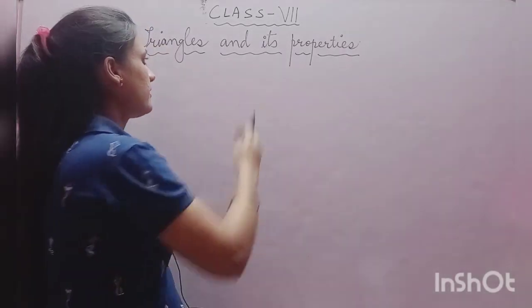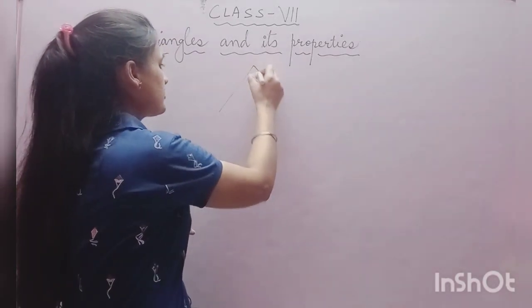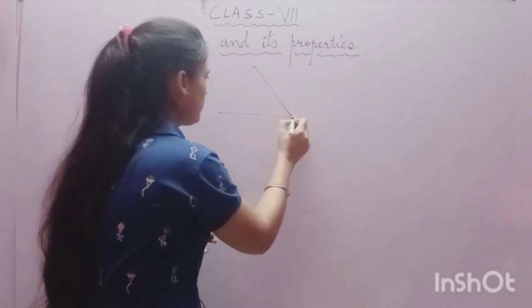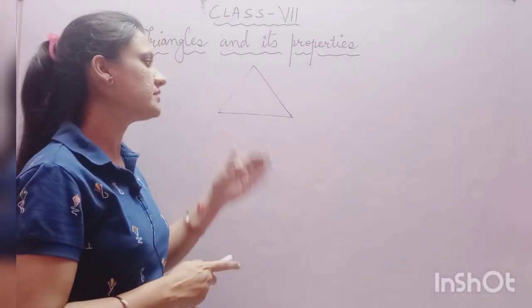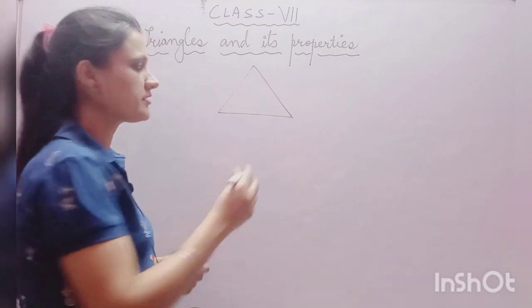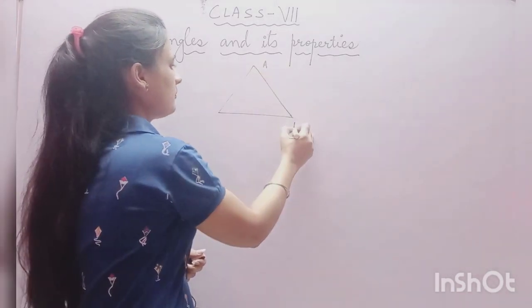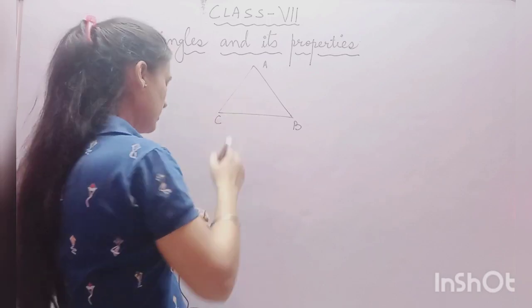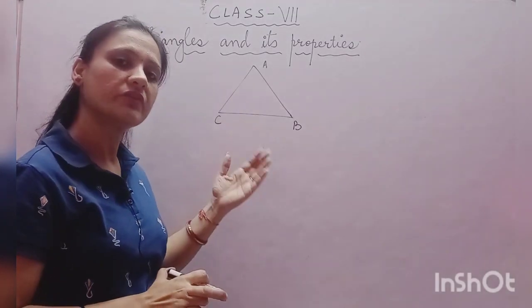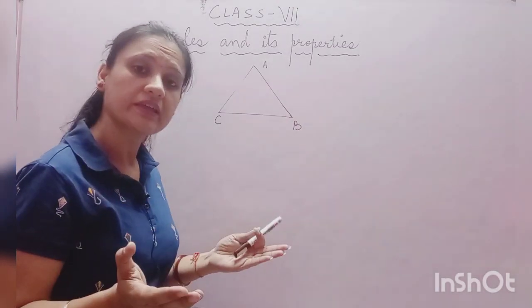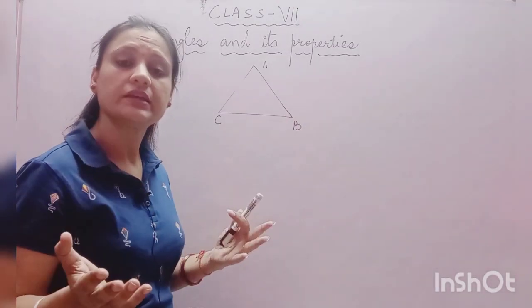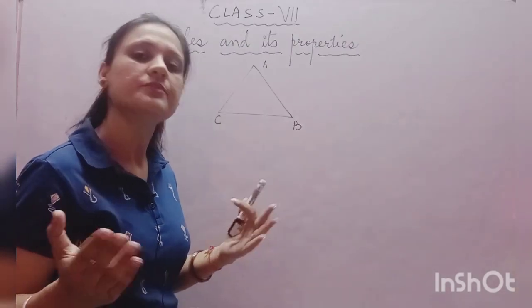You'll say, when I say triangle, I think this type of figure must have come to your mind. Yes, you are right dear. This is a triangle. Let us name it A, B and C. We have named this triangle, so now we can call it triangle ABC. So what is a triangle? You can say a triangle is a three-sided polygon.